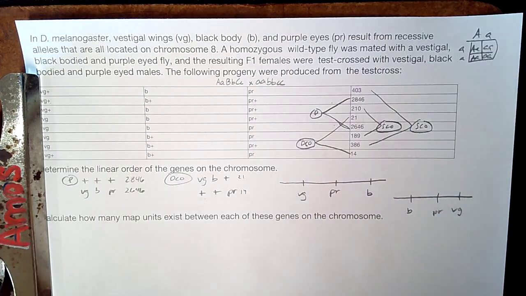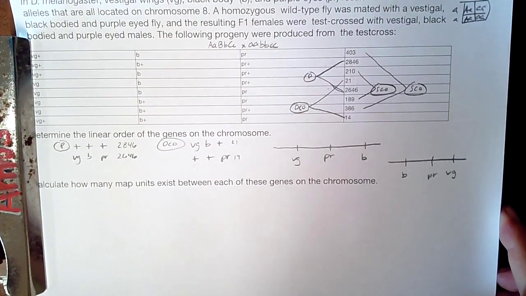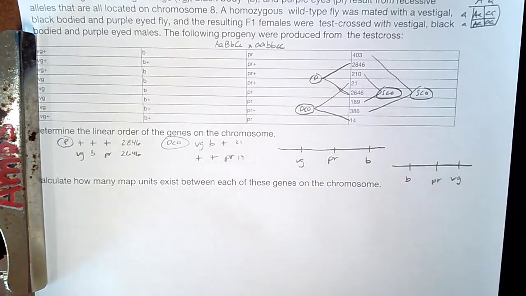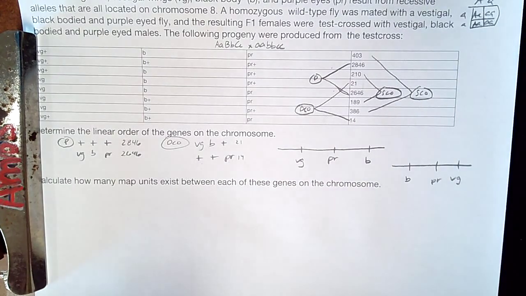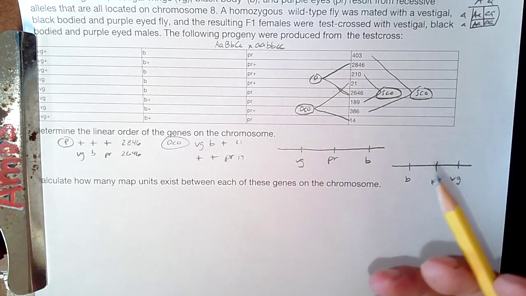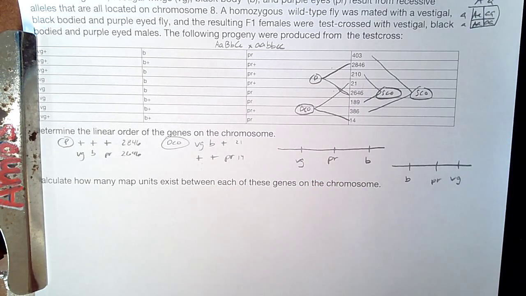You could get out a ruler and measure map units. Map units are a qualitative kind of assessment of the relative distance between genes on a chromosome. That map unit distance is based on the likelihood that they are or are not going to cross over. So in order to get our map distance, we just need to add up the probability that we're going to have a crossover event.